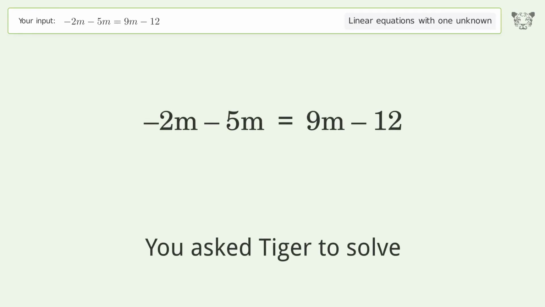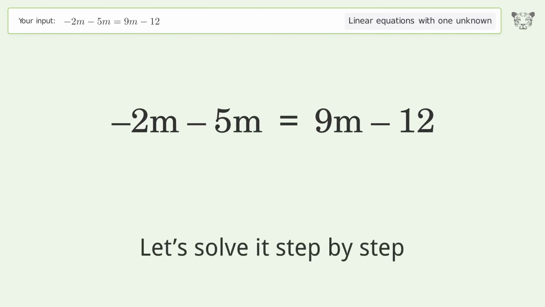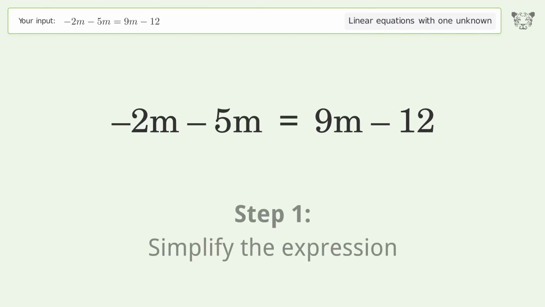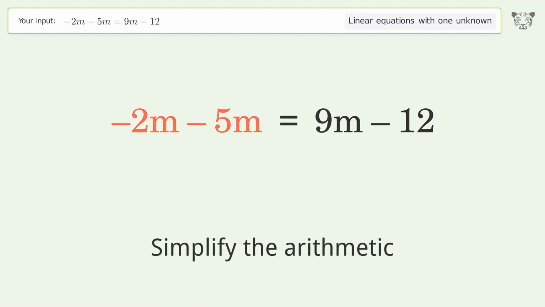You ask Tiger to solve. This deals with linear equations with one unknown. The final result is m equals 3/4. Let's solve it step by step. Simplify the expression. Simplify the arithmetic.